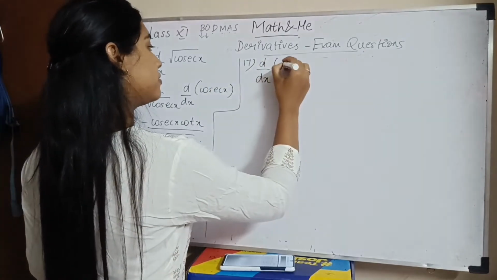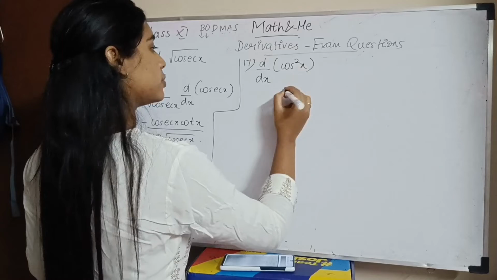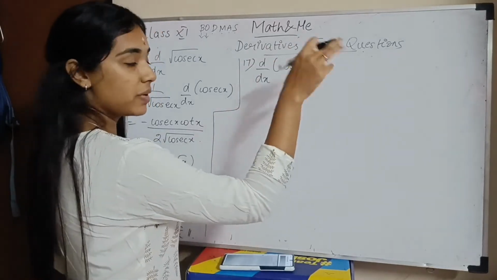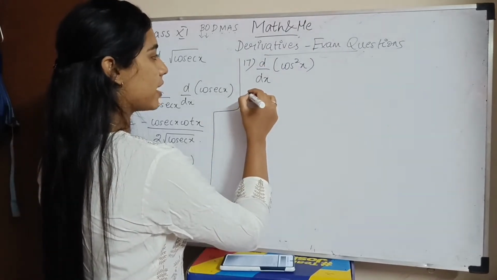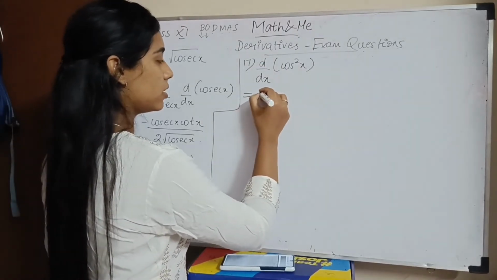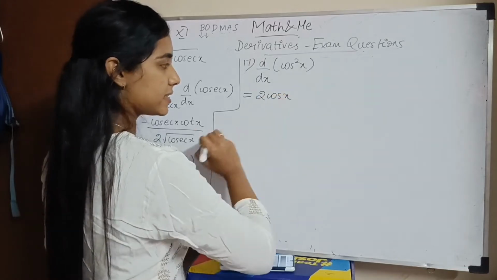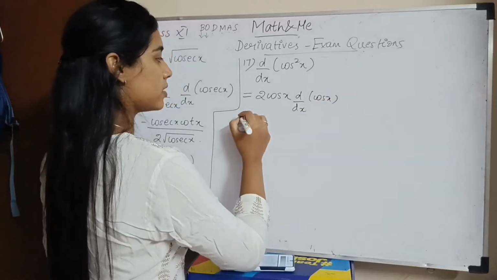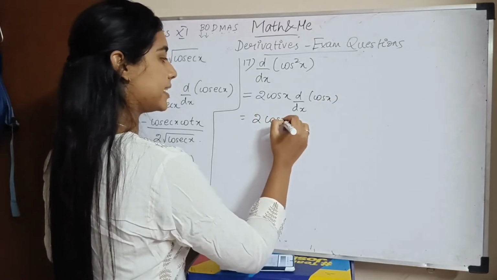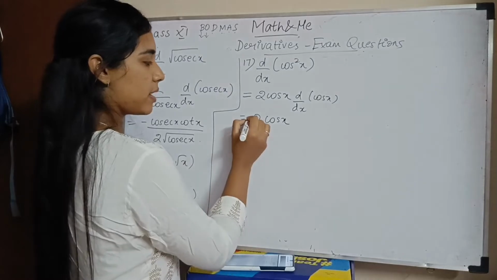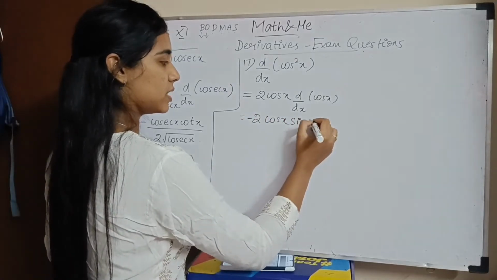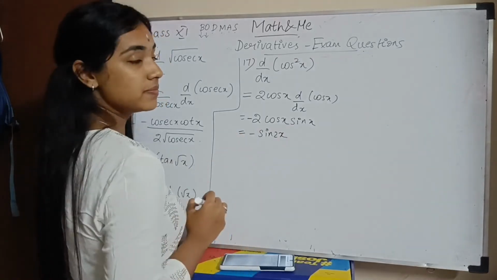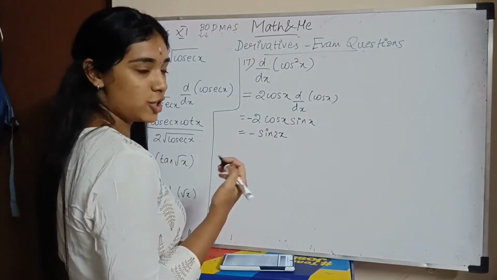d by dx of cos square x, which is cos x the whole square. So x to some power, you bring the power down. So you have 2 cos x d by dx of cos x. You have 2 cos x. Derivative of cos x is minus sin x. Minus 2 sin x cos x is minus sin 2x. Remember, 2 cos theta sin theta is sin 2 theta.